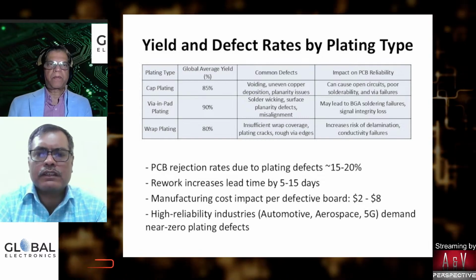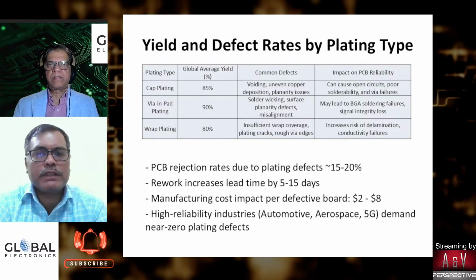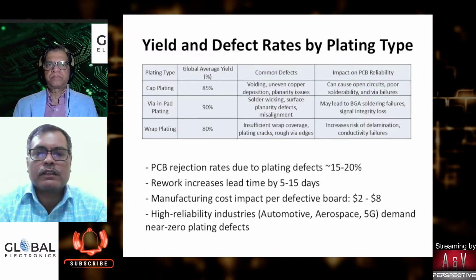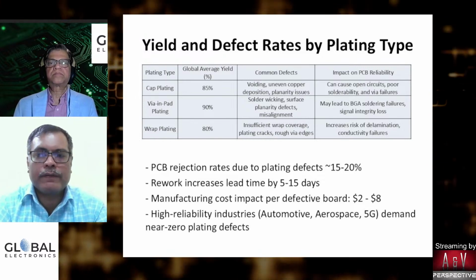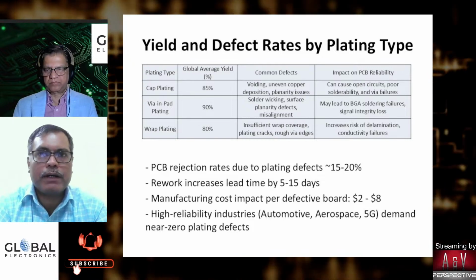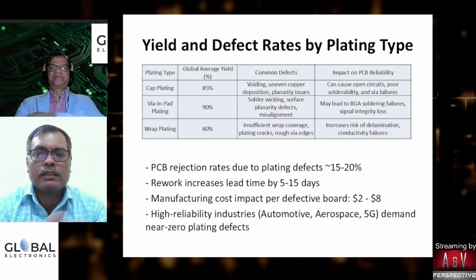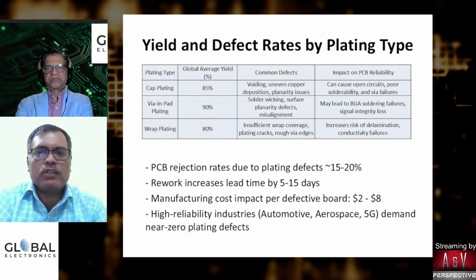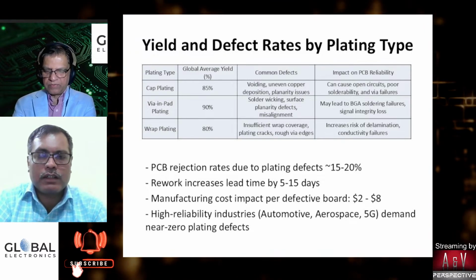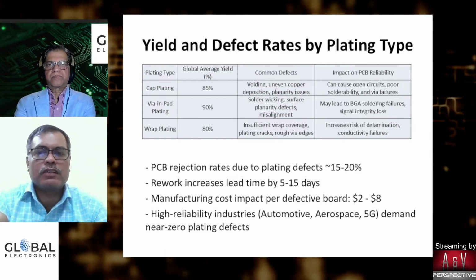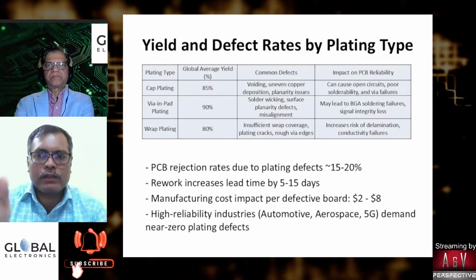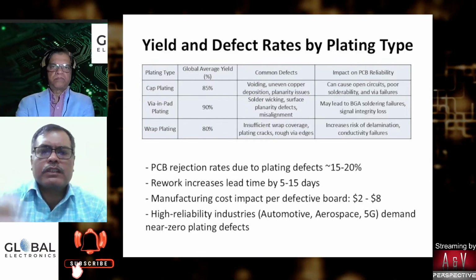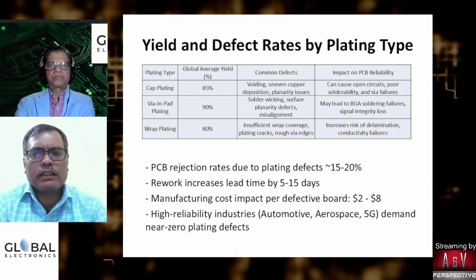So what are the common defects? It is also highlighted here. In cap plating, void is the major issue, and uneven copper deposition, and planarity issues, because a cap has to be absolutely plain. There should not be any bump or any dimple after cap plating. And voiding: the plating should be continuous. Even if it is a micro via and blind via, the plating should be continuous all over the pads and on the barrel. Plating should be uniform. Uneven copper deposition will create a problem. These are all the issues that reduce the yield in cap plating.